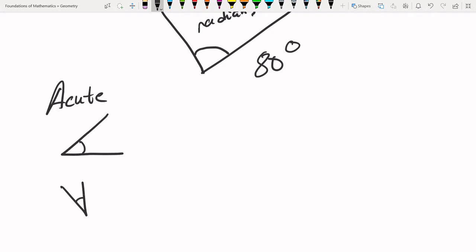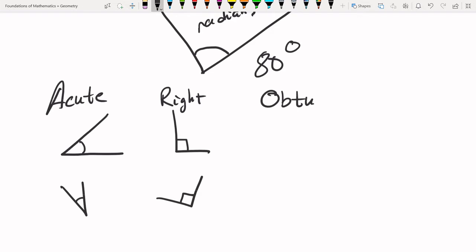When you hit 90 degrees, this is called a right angle. Typically, we designate a right angle with a box because squares always have right angles. No matter how it's located, as long as it's a right angle, you put that box. Angles that are greater than 90 degrees but less than 180 degrees are called obtuse.